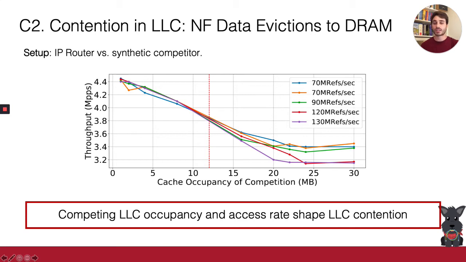The takeaway from this figure is that competing cache occupancy and access rate are both responsible for shaping LLC contention. Indeed, when the target and competitor do not exhaust the available cache space, competing cache occupancy is key to quantifying contention. After that critical threshold, competing cache access rate starts gaining importance as a predictor.